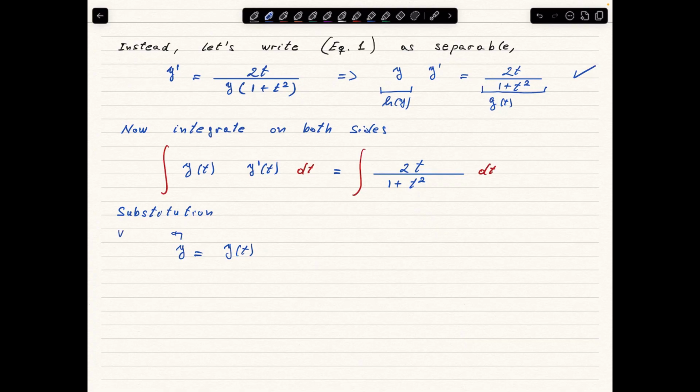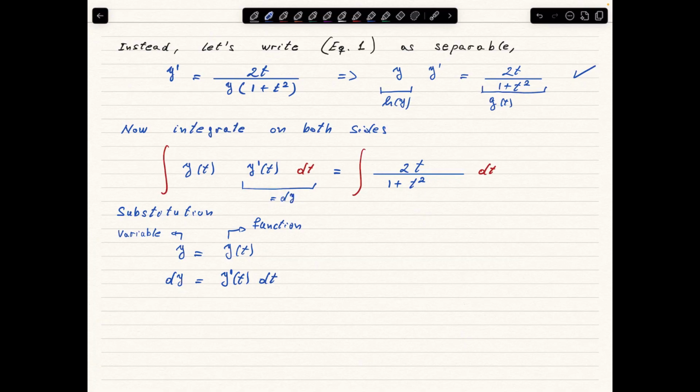So now this is a variable of integration, and this here was the original function we are looking for, and then the differential of this new variable is going to be the derivative of the unknown function with respect to t times the differential t. But this is exactly what we have here. This is dy.